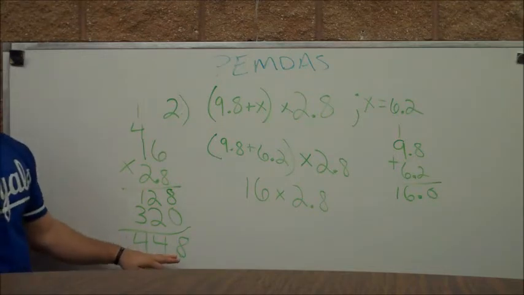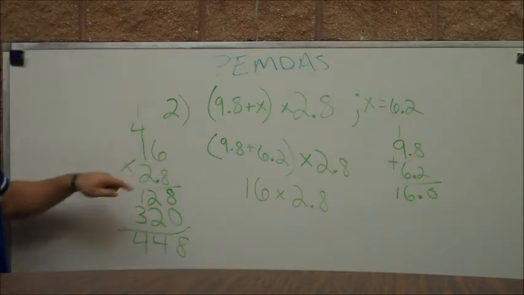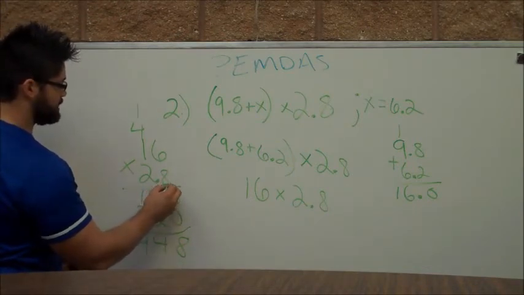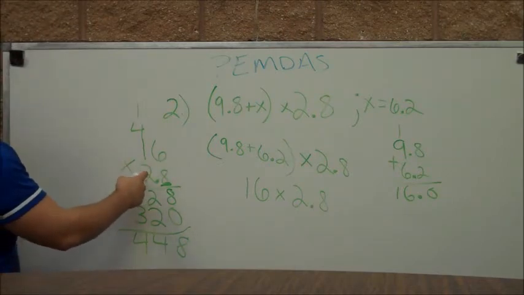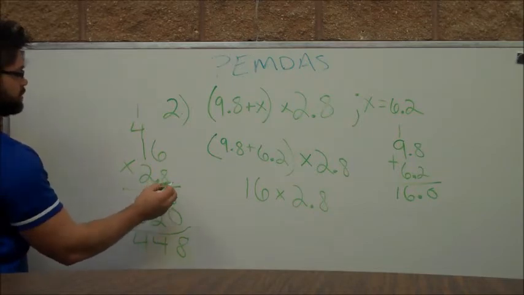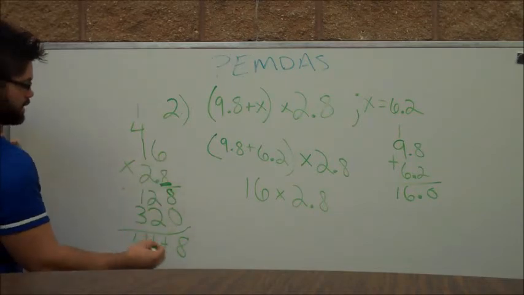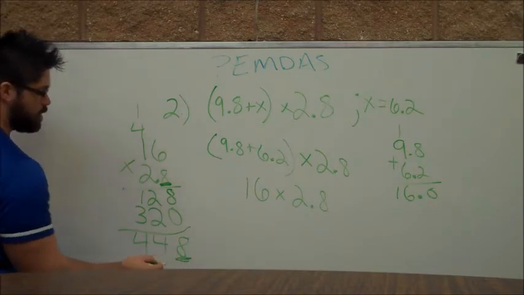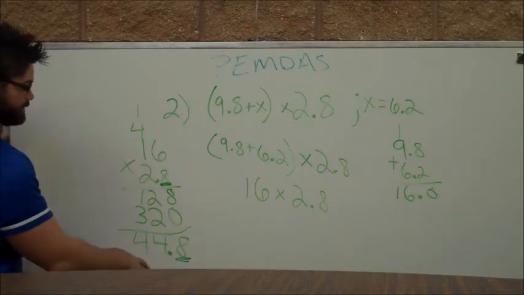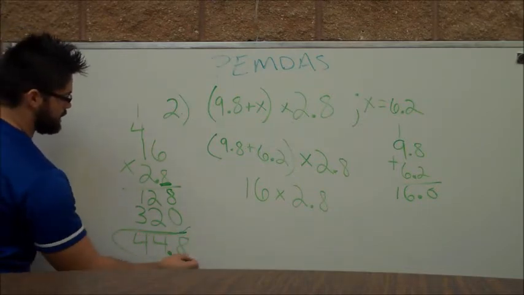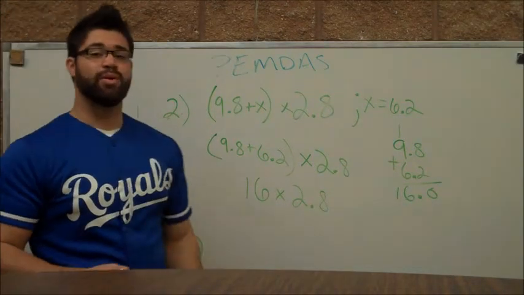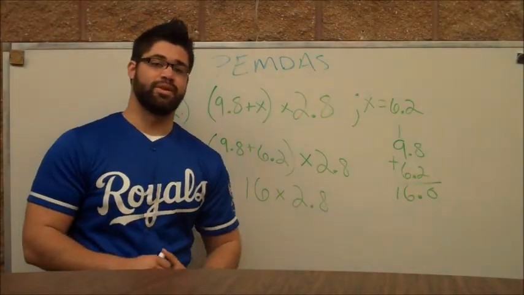But that's not my final answer, because with multiplication, we count how many place values are behind a decimal point. In this problem, with our factors, we only have one place value behind a decimal. 16 doesn't have anything. So in our answer, we also have to have one place value behind the decimal. Once I count from right to left, I have one behind my decimal, and the answer to number 2 is 44.8. So make sure you have each step written down with me in your notes, and we're going to take a look at number 3.